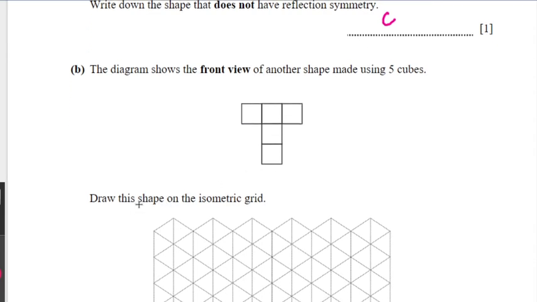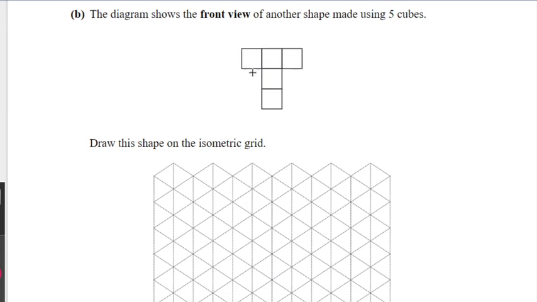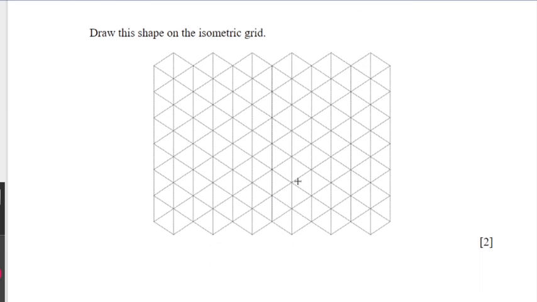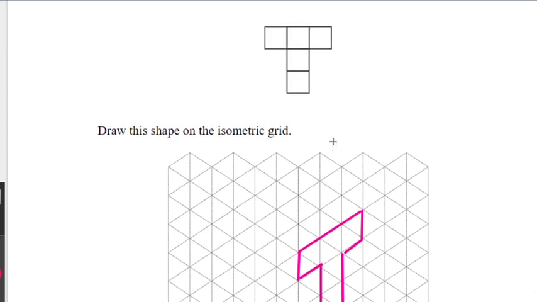Draw this shape on the isometric grid. Alright, so this is the front view. So let's get the front view first. It's T, isn't it? Okay, we go like that. This drawing is quite nice actually. T, right? That's T, isn't it? That's the front view, right?